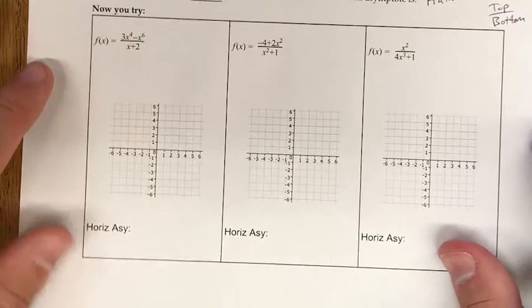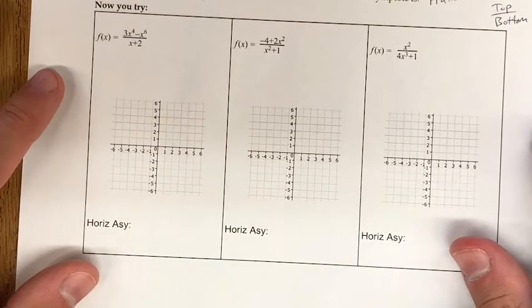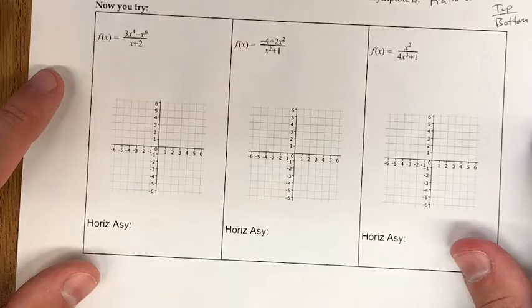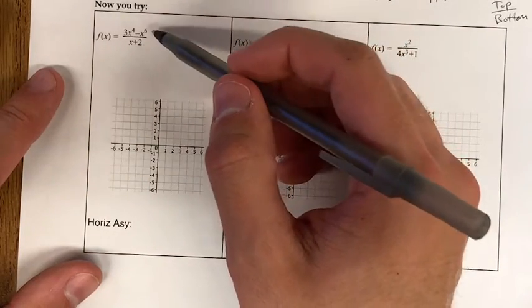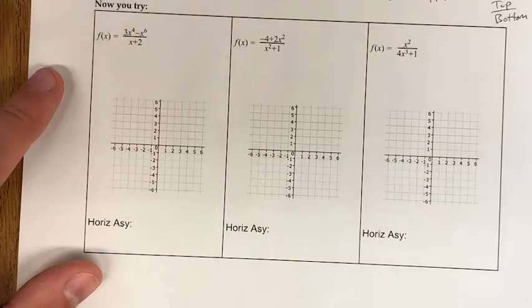So what I'd like you to do here is just identify the horizontal asymptotes. So give it a try on your own.